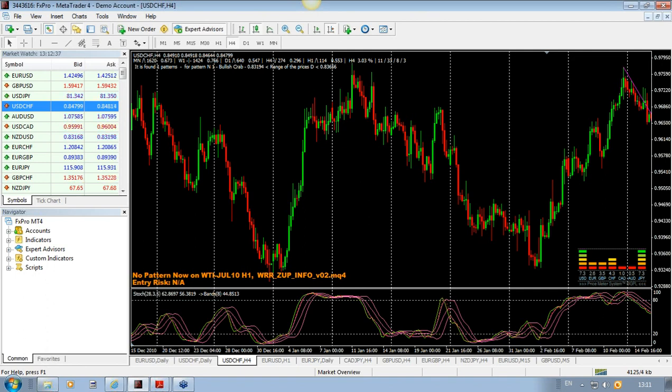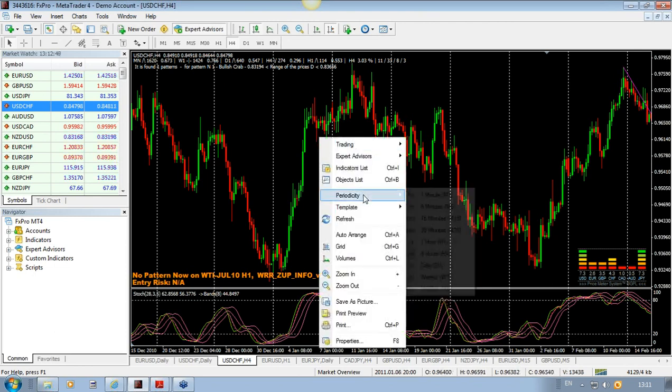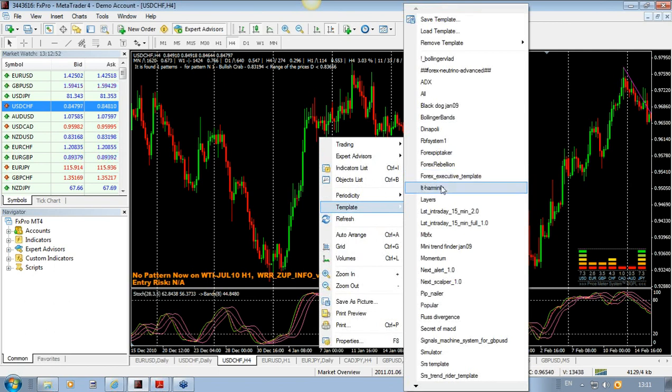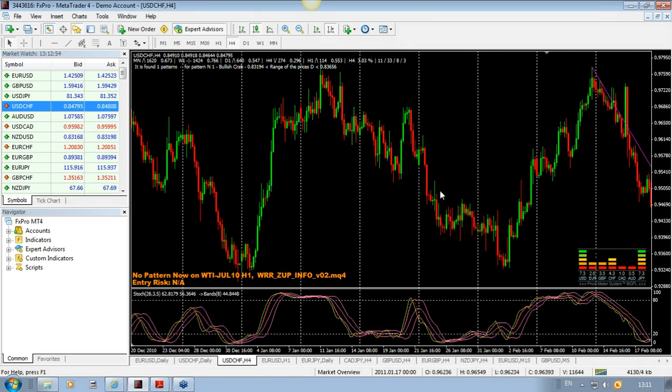Nigel asks, can this indicator be downloaded? This indicator is included in the harmonic indicator you have in the download area. Just go here, choose the template, and choose the LT harmonics. That's all. Loisa says, please repeat the timeframe. Yes, 4-hour chart only, all pairs. Any more questions, friends, about this one?